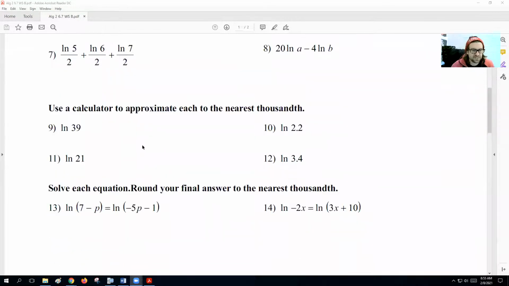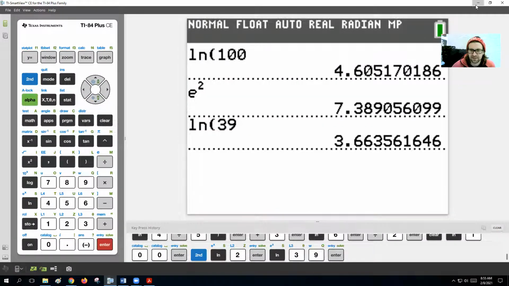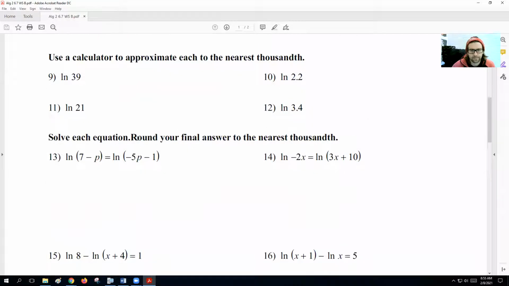Next group of problems are actually real easy. Just use a calculator here. So we're just approximating, so you just type it in, natural log of 39. Probably could have even taken these out here, but we're just going to use them.